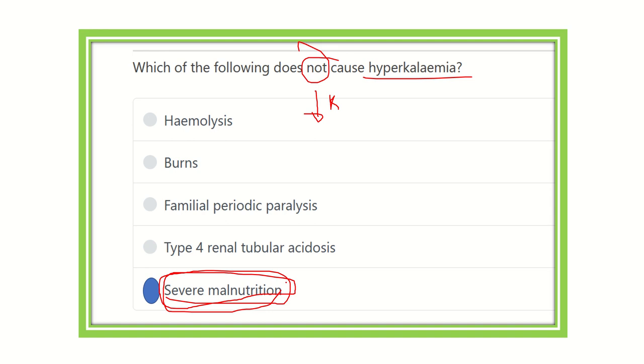The products of food materials such as carbohydrate, protein, and fat, and also metabolizing agents such as vitamins and minerals, reduce in severe malnutrition. Hemolysis means destruction of the blood cell, and the blood cell is rich in potassium, so when blood cells are destroyed, the level of potassium increases. Burns also cause cell destruction. Familial periodic paralysis may also cause hyperkalemia. Renal tubular acidosis type 4 also causes hyperkalemia. So severe malnutrition decreases the blood potassium level.